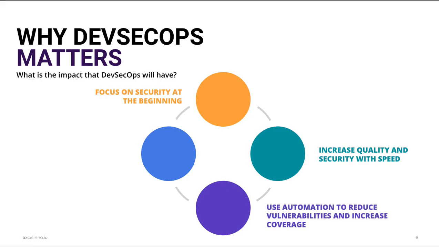Next, we want to use automation to reduce vulnerabilities and increase coverage. This goes from every single piece, again, at the beginning. What is development doing? What about standing up the infrastructure that applications and things are going to get deployed to? How is that infrastructure provisioned? How is it configured? How is it managed? How is the application configured and deployed and managed? And everything that goes with it.